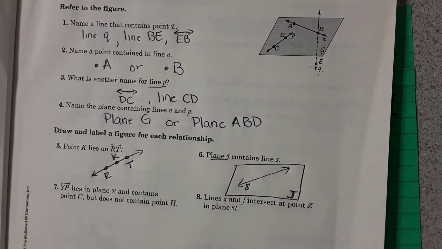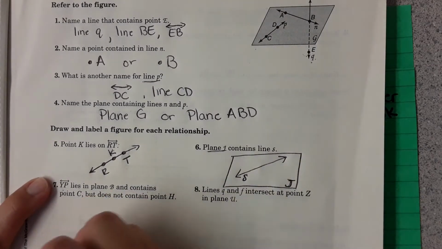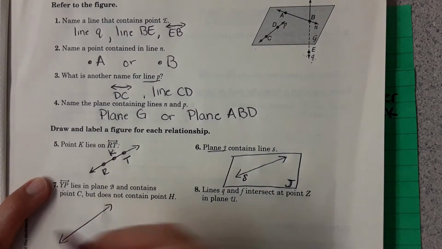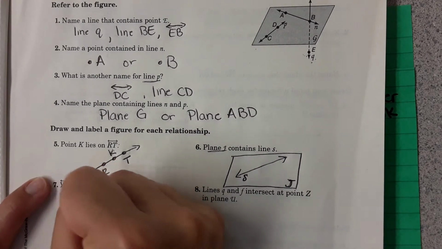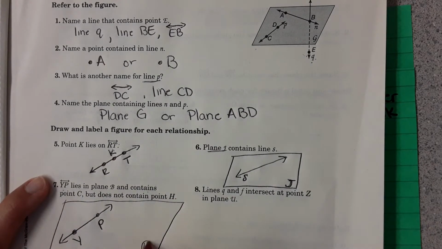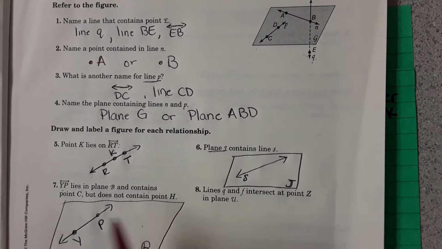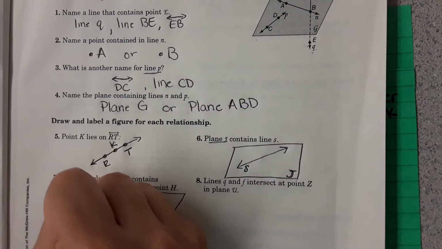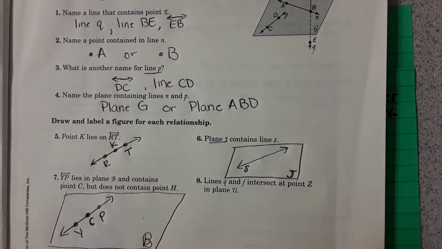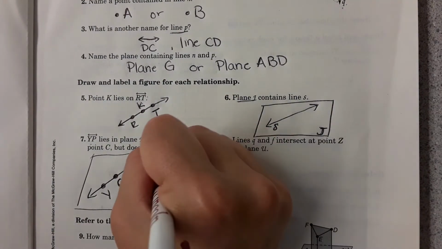I found the directions for number 7 a little bit confusing. It says line YP lies in plane B. So I'll draw line YP. Lies in plane B. It says it contains point C. I wasn't sure what they meant by contain C. I didn't know if they meant the plane or the line, but according to the answer key, they mean the line. So the line contains point C, and then it does not contain point H. So the line does not contain point H.